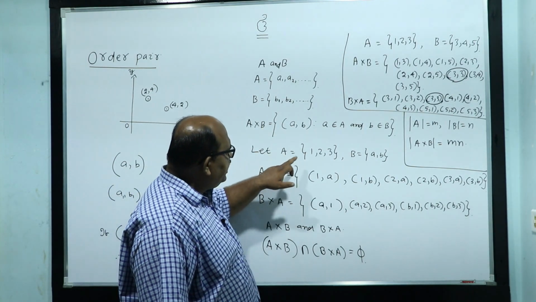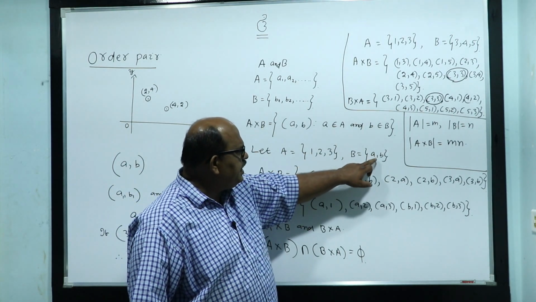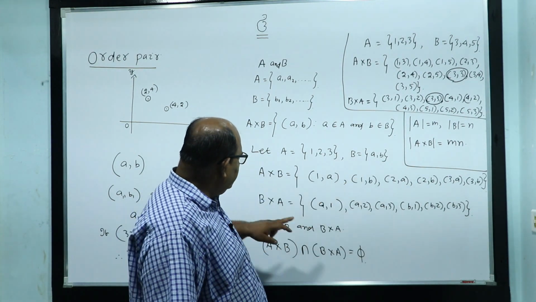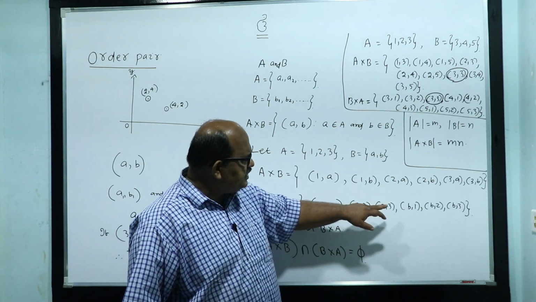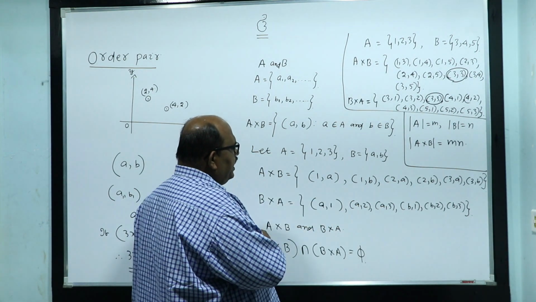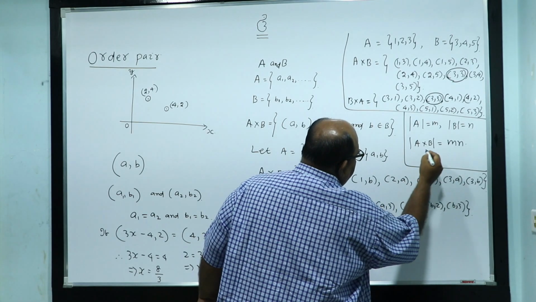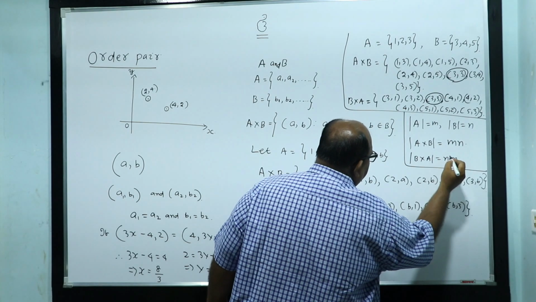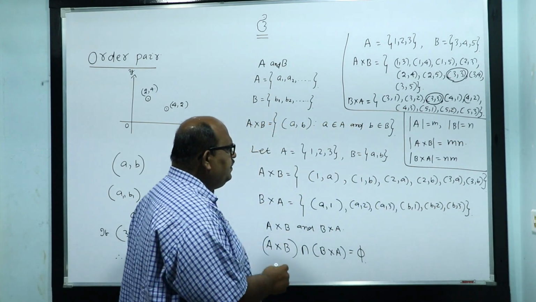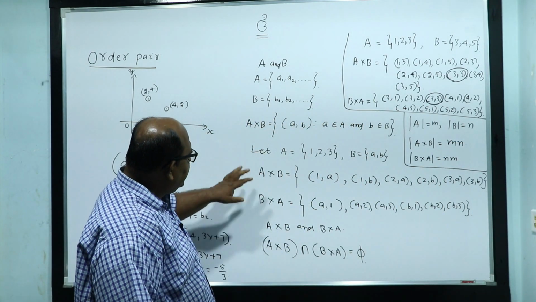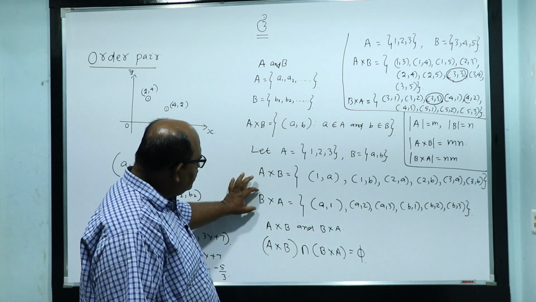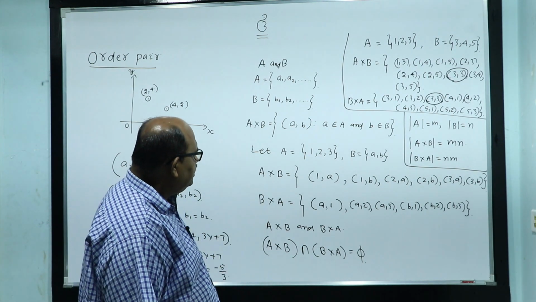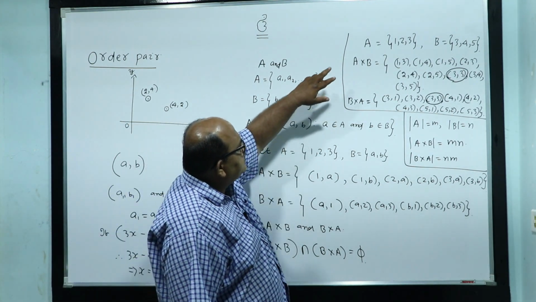Look at it. Here set A contains 3 elements, set B contains 2 elements, A cross B contains 6 elements, and B cross A also contains 6 elements. So the cardinality of A cross B is equal to mn. The cardinality of B cross A is equal to nm. So both are the same, whatever the sets A and B may be. Okay, look at another example.